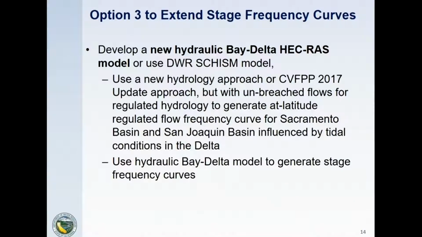Now, the third option was, why don't we use another model? We can use Schism. We can develop a new HEC RAS model. Now, for hydrology, either we use the CVHS reach by reach hydrology that we use in the CVFPP, or the other one is this storm centering that we are revisiting back to the COM study days. It is based on the feedback we are getting from the SAC-GRR.